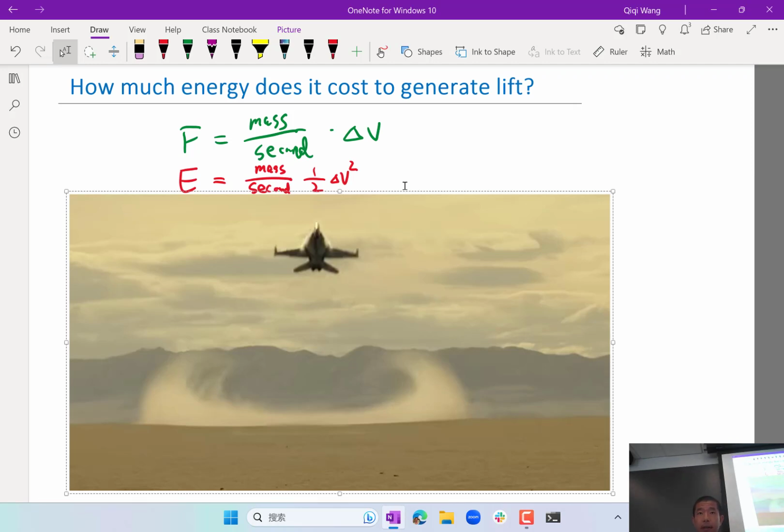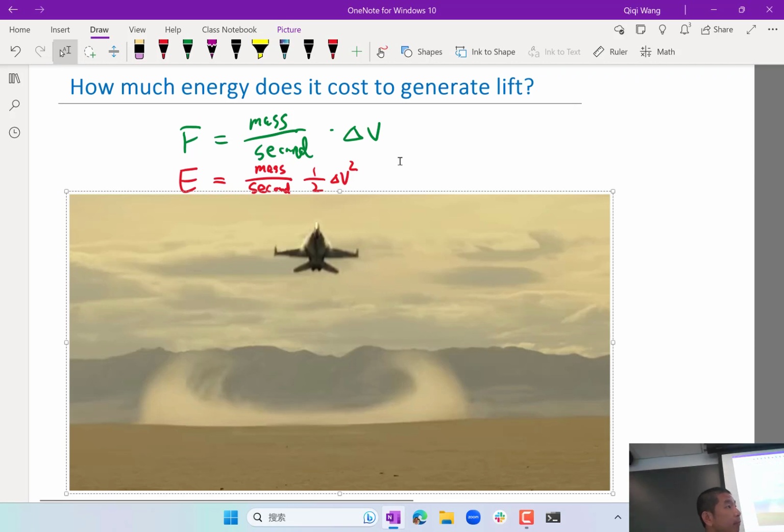Is this the same principle as high bypass engines? Yes, it's the same principle as high bypass engines, exactly the same, right? So you want to move a large amount of air with less velocity, except that in high bypass engines the second term doesn't exactly look like that, because the energy is a little bit different, but it's the same principle.